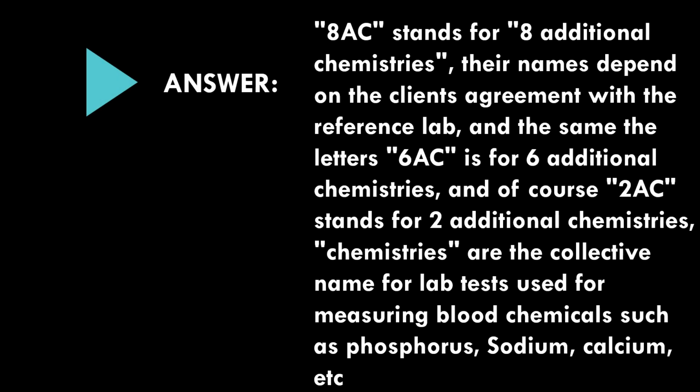(8AC) stands for 8 additional chemistries. Their names depend on the client's agreement with the reference lab, and the letters 6AC is for 6 additional chemistries, and of course, 2AC stands for 2 additional chemistries. Chemistries are the collective name for lab tests used for measuring blood chemicals such as phosphorus, sodium, calcium, etc.